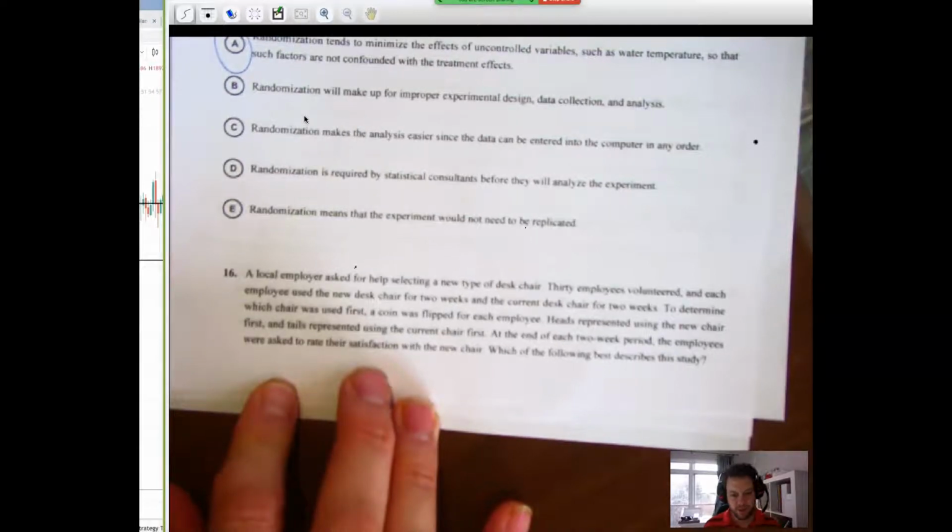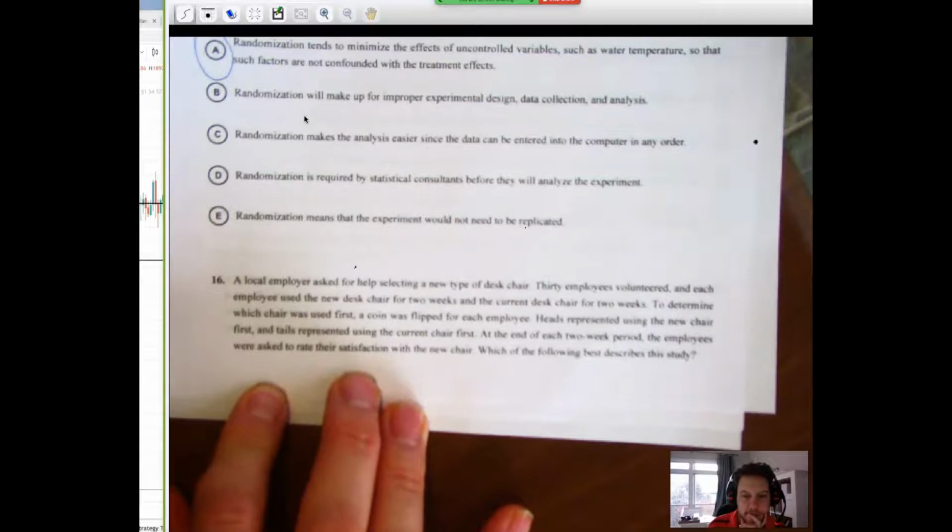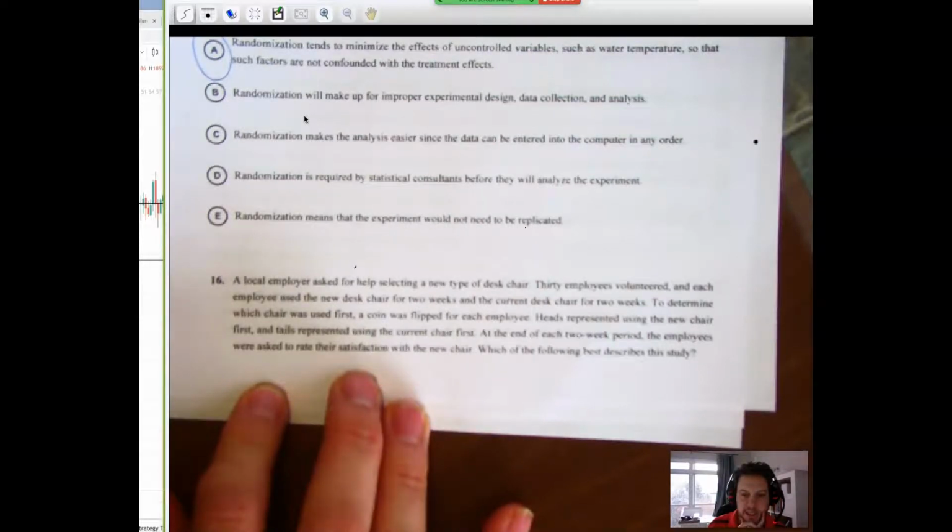All right, if I go to 16. Okay, a new type of desk chair, 30 volunteers, the new desk for 2 weeks, and the current desk for 2 weeks. Which chair do we use first? The coin is flipped. That's important because the order might matter. If you use the old desk for 2 weeks and then the new one, just the fact that it changed could matter. If everyone did the old one first and the new one second, there could be something about a new desk, like, oh, it's new, I like it better. But if you mix up the order, you're taking that out of the equation.